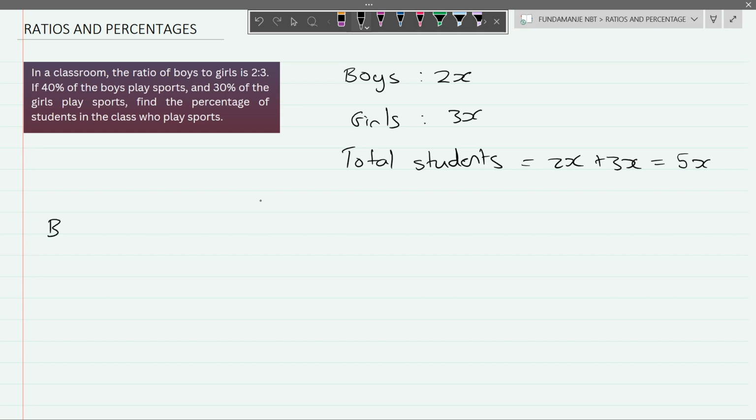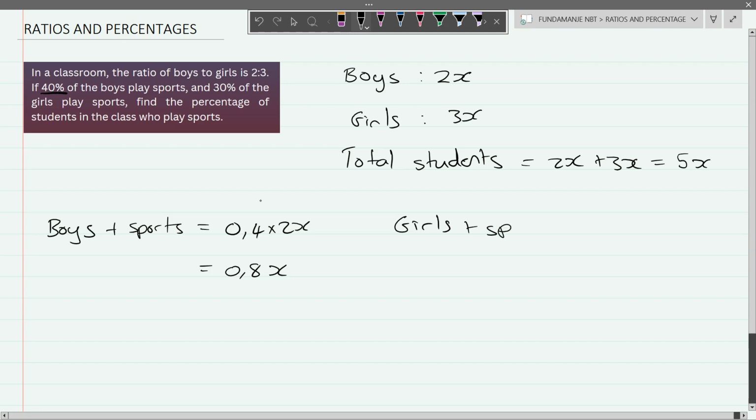So if we want the boys that play sports, we will say 0.4, since we are told that 40% of the boys play sports. So that would be 0.4 of the total number of boys in the class, which is 2x. We converted 40% into a decimal by dividing by 100. So 0.4 multiplied by 2x gives us 0.8x.